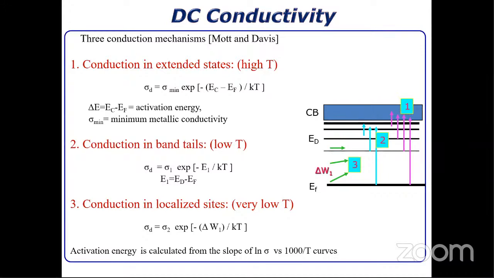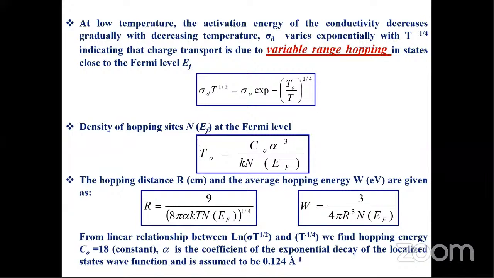The third case is conduction in localized states. This takes place at very low temperature, and in that case sigma_d equals sigma 2 exponential minus delta W1 upon KT, where W is the hopping energy and all those things. So from here one can calculate the activation energy by plotting ln sigma versus 1000 over T curves.